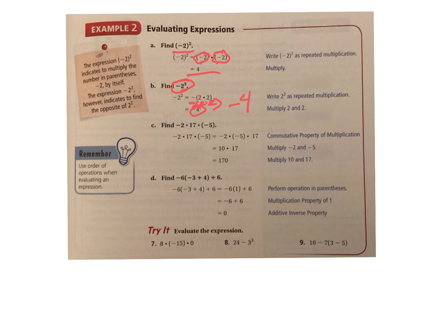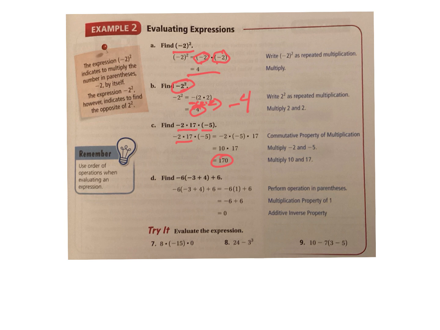All right, C. You have a negative 2 times 17 times negative 5. So we got to go in order left to right. That's all multiplication. So we do negative 2 times 17. Those are going to be negative 34. And then negative 34 times a negative 5. Because it's a negative times a negative, it's going to be positive. And we get 170.